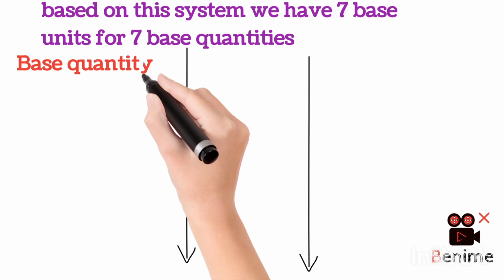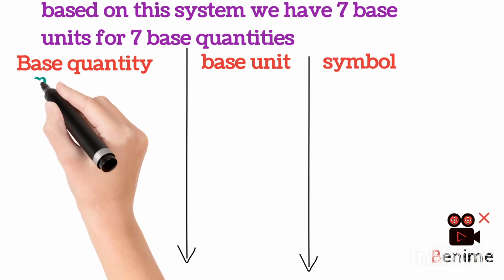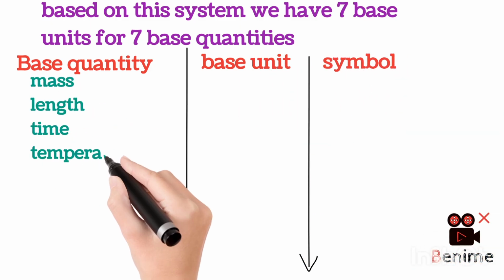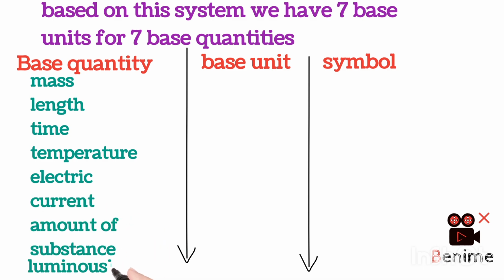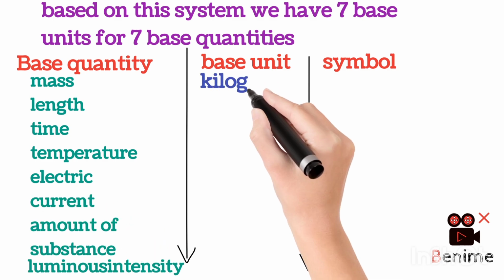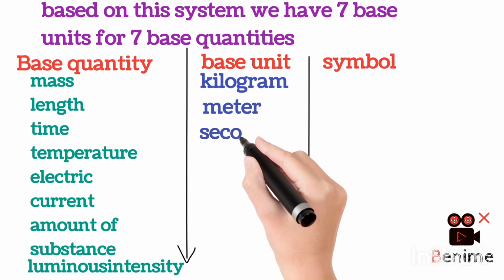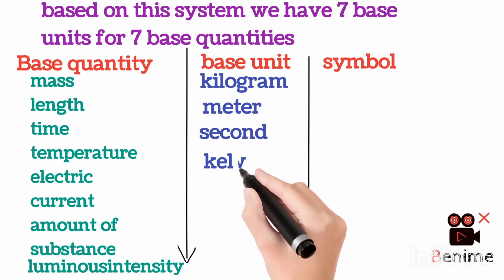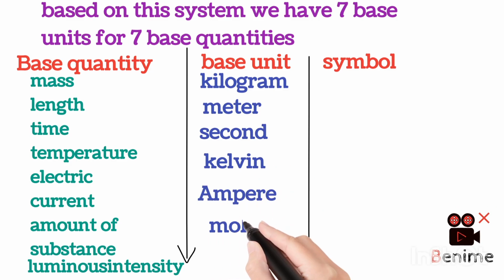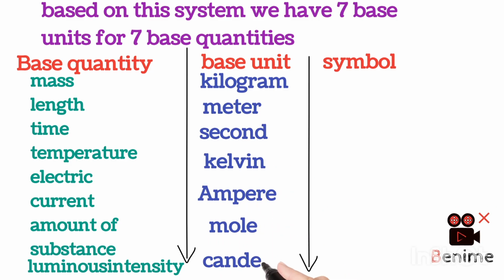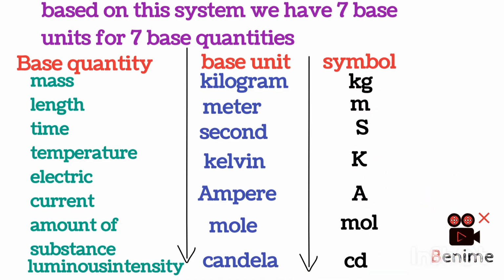Here kilogram is for mass, meter is for length, second is for time, Kelvin for temperature, ampere for current, mole for amount of substance, and candela for luminous intensity. These are standard units, and all other measurements are calibrated in terms of these units. Every measurement includes these base quantities to express their measured values to some standard.